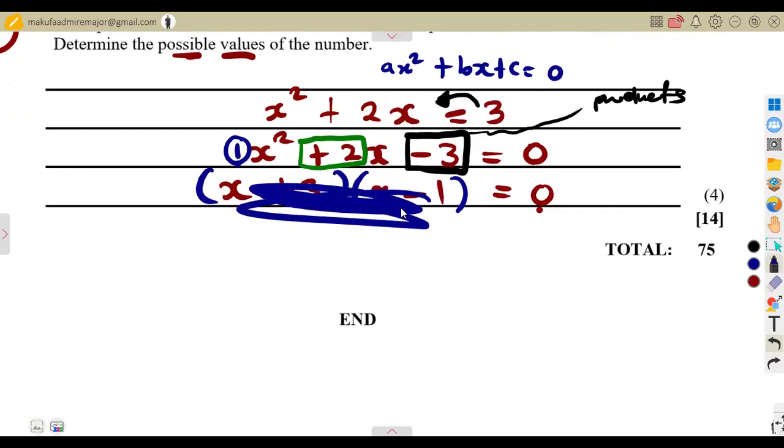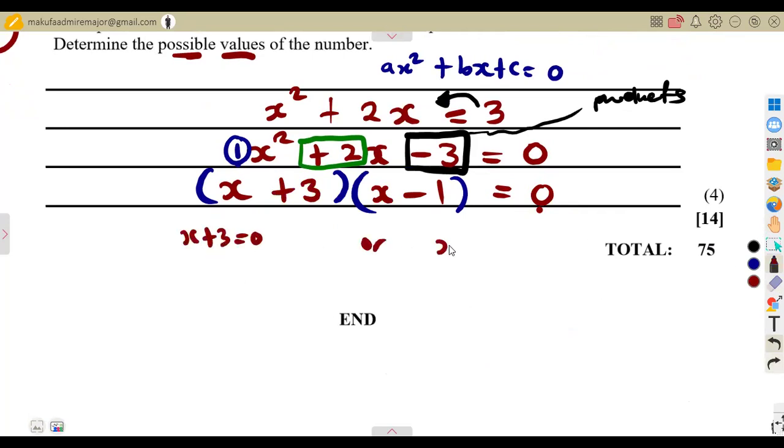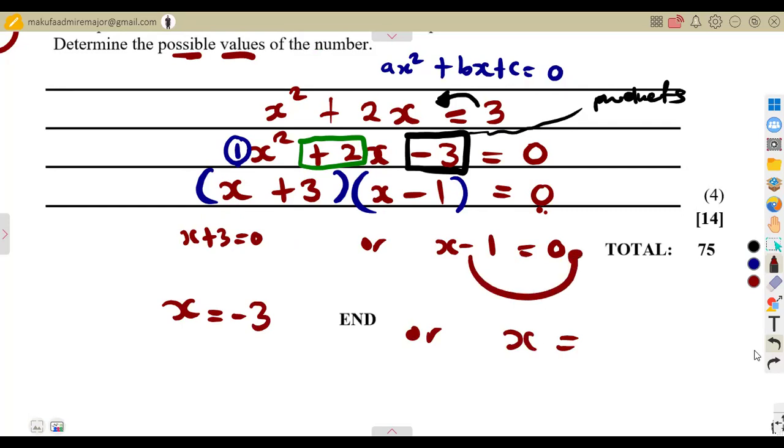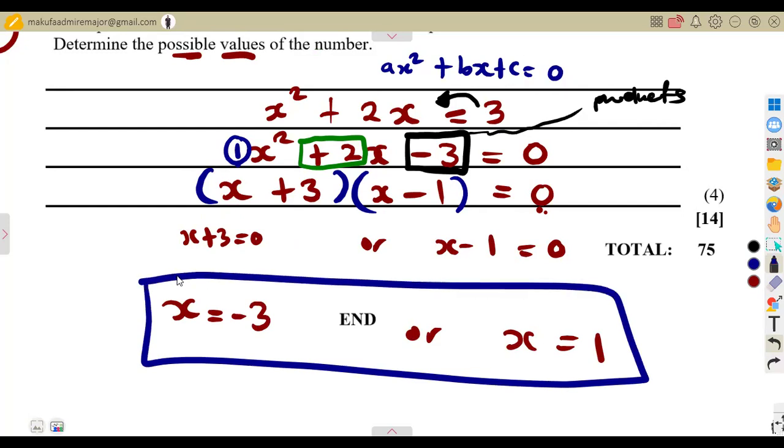So these brackets that we are having, one of these must be equal to 0. When we are having this being equal to 0, it means one of the brackets must be equal to 0. x plus 3 must be equal to 0, or x minus 1 must be equal to 0. So take the 3 to the other side. x was going to be -3. And here it was going to be a positive 1. So these are the possible values of the number, which satisfies the statement that we are given above.